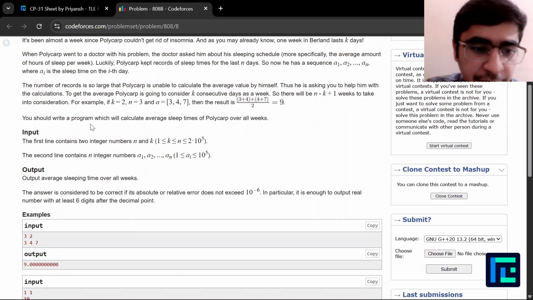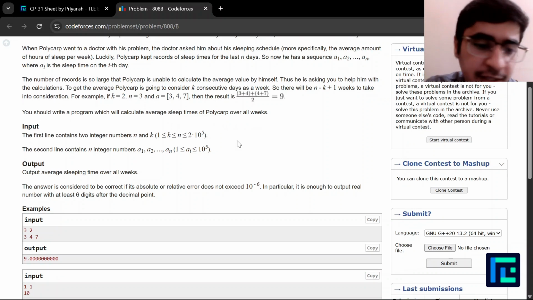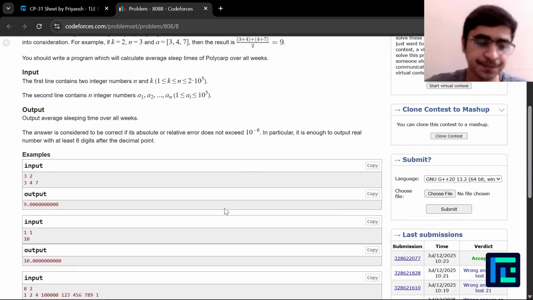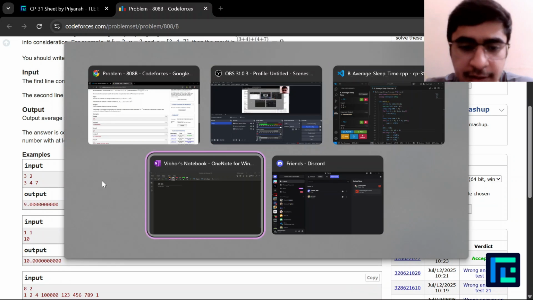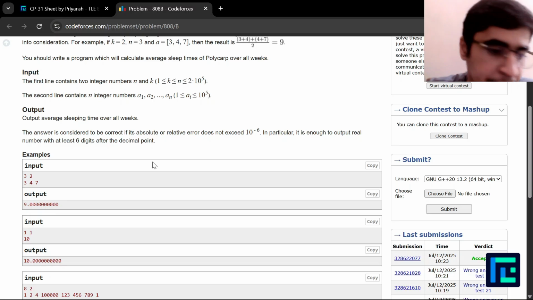In the end, we have to calculate the average sleep time of Polycarp over all weeks, and it says that the relative error should not exceed 10 raised to minus 6. Okay, so let's take this first example, 3, 2, and then 3, 4, 7, and try to understand what the problem is saying. So we have 3, 2, and then we have 3, 4, and 7, right?